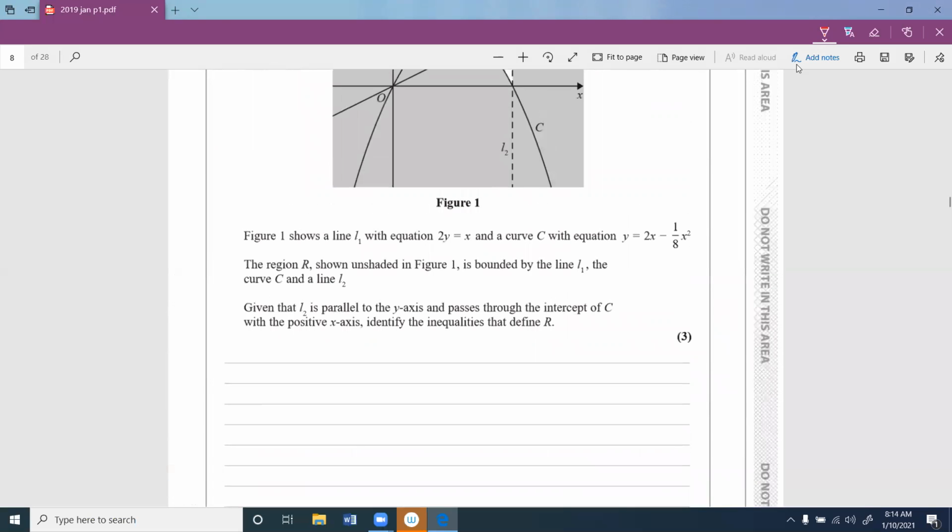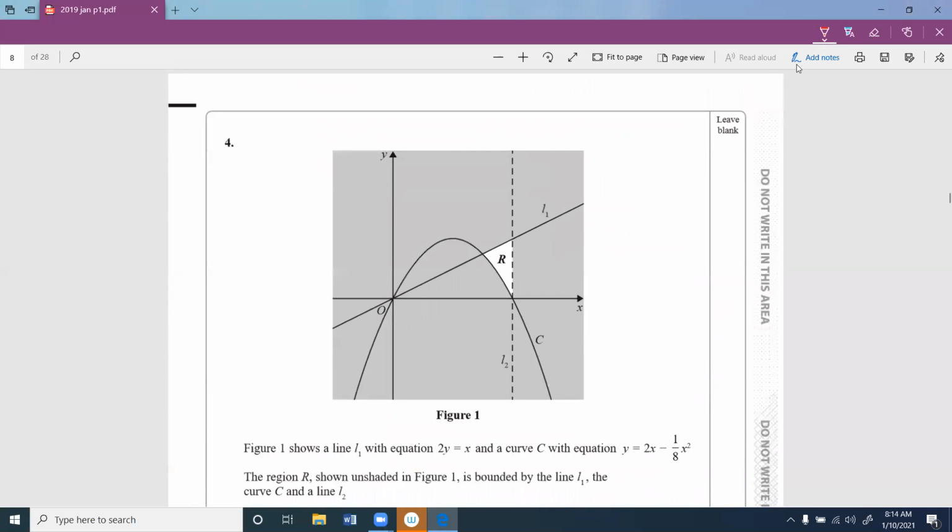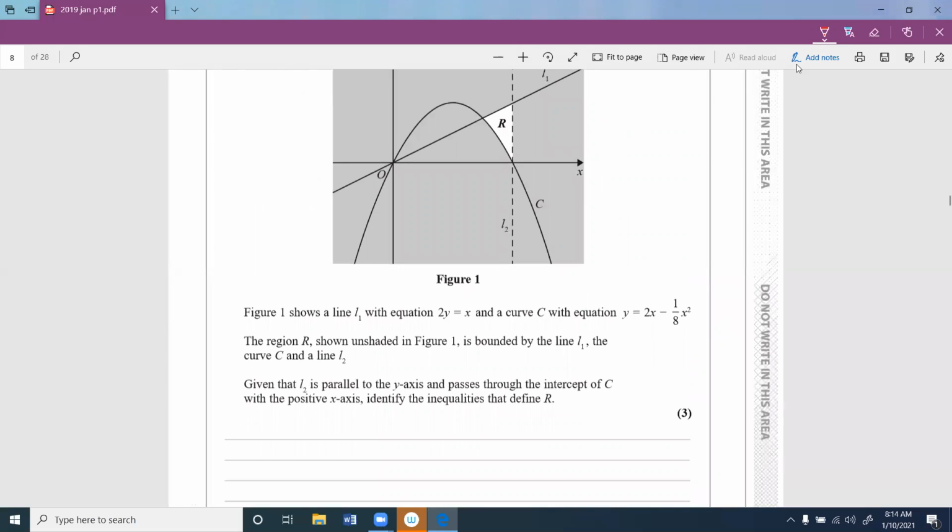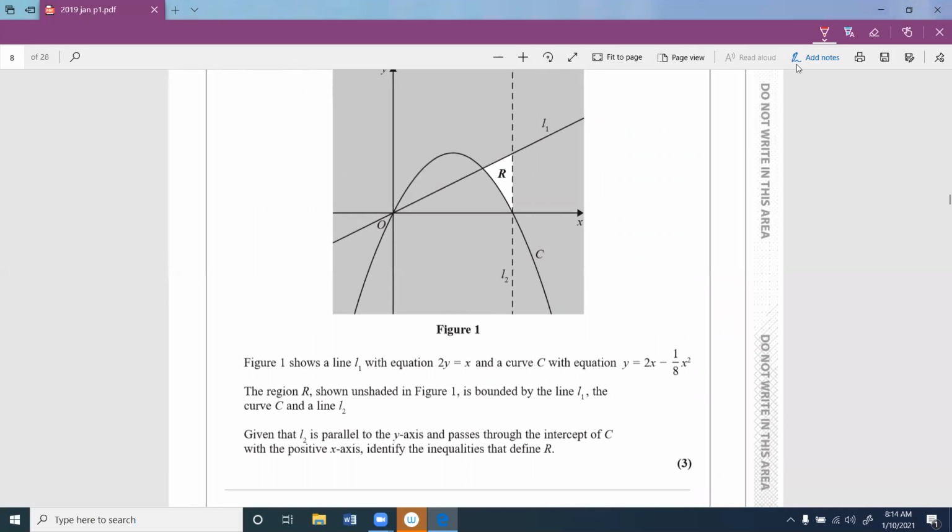Initially, let's go ahead with this. You can see the straight line is 2y equals x, or you can say y equals 1 over 2 x. Then if you consider this region, you can see it is below this line, not the top part of it. So the first inequality you can write is y is less than half x.